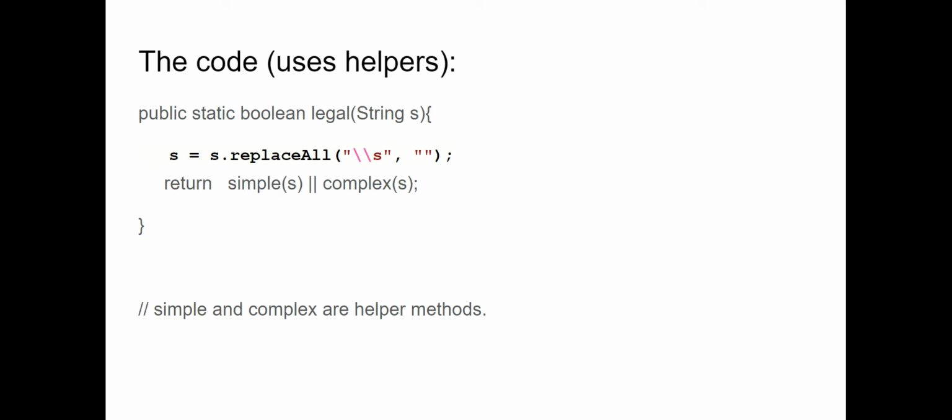Now, you may feel like we're cheating because we have used the methods simple and complex that someone else wrote for us. And you're right, we've cheated. But guess what? We are going to write those methods next. We have broken the problem into two smaller problems: one to write the method called simple, and the other to write the method called complex.